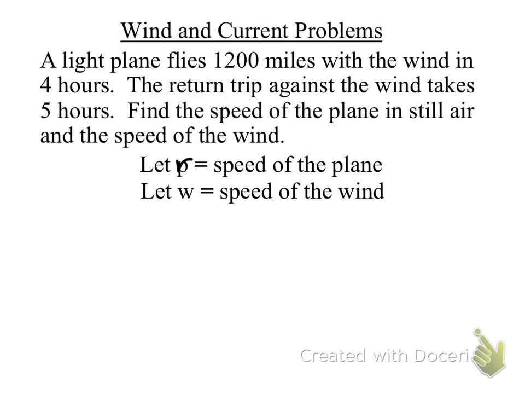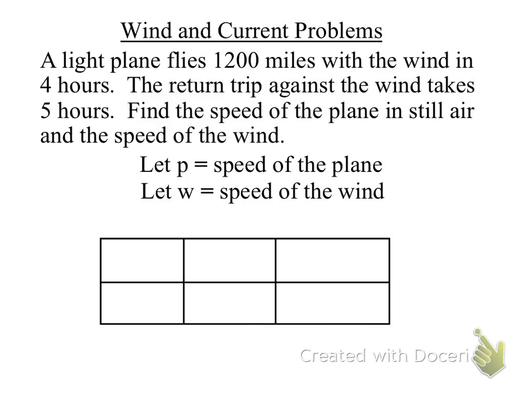Oops, I can't do this. So let's go. Rate times time equals distance. I've got the plane that flies 1,200 miles with wind in 4 hours, and the return trip against the wind takes 5 hours.